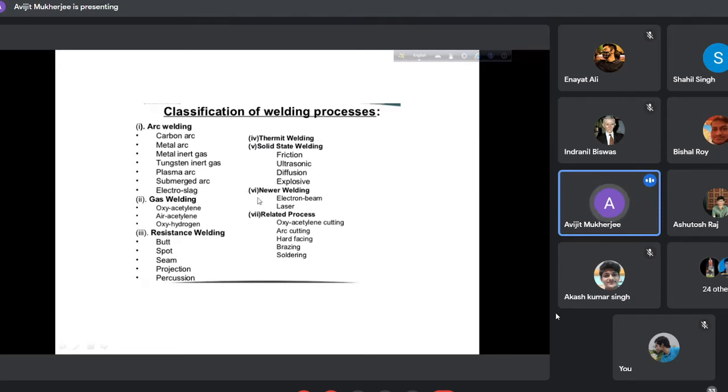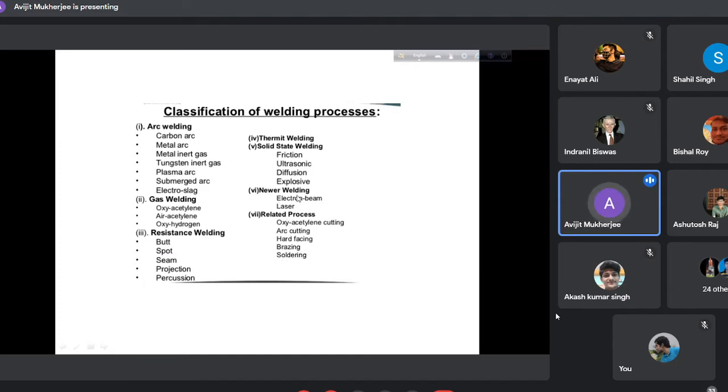Now there are so many other related processes. This is not welding, but utilizes the oxy-fuel flame. What is that? Cutting. Related process means instead of joining, cutting is done, basically for ferrous metal, as we mentioned yesterday. So oxyacetylene cutting, or we may also have arc cutting. Brazing and soldering are again joining processes, so those will be discussed later. We shall not discuss arc cutting for the time being.